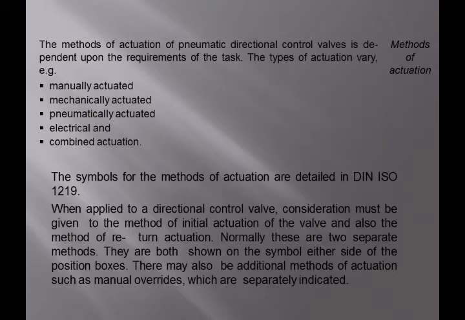When applied to a directional control valve, consideration must be given to the method of initial actuation of the valve and also the method of return actuation. Normally these are two separate methods. They are both shown on the symbol either side of the position boxes. There may also be additional methods of actuation, such as manual overrides, which are separately indicated.